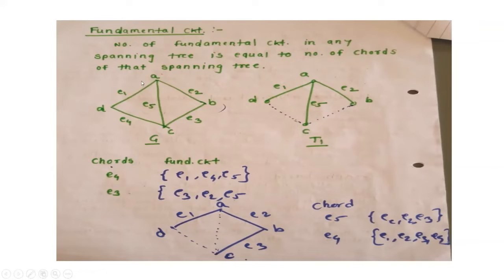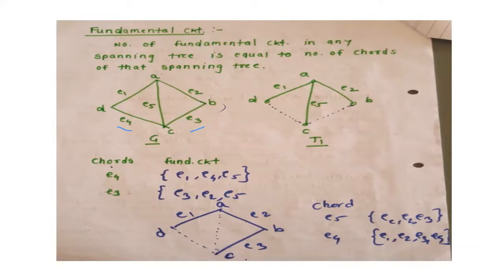Here, this is a graph G and this is a spanning tree. How many chords are there? The number of edges which are not present in the spanning tree. E4 and E3 are not present in the spanning tree, so these are the chords. So the number of fundamental circuits is only 2, because 2 chords are present.